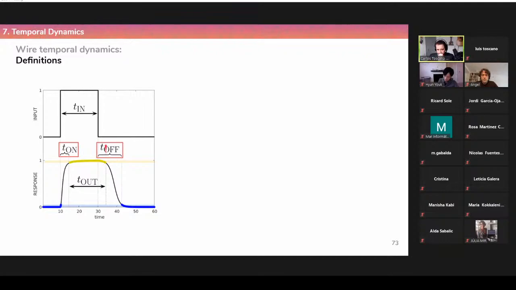Okay, and of these two quantities, T sub on is going to be the time that it takes for a wire to turn on the receptor strain, and T sub off is the turning off time. It's the time that it takes for a wire to turn off the receptor strain, starting from the moment that the input disappears from the media. So first, what about the turning on time? Which would be this time span here.